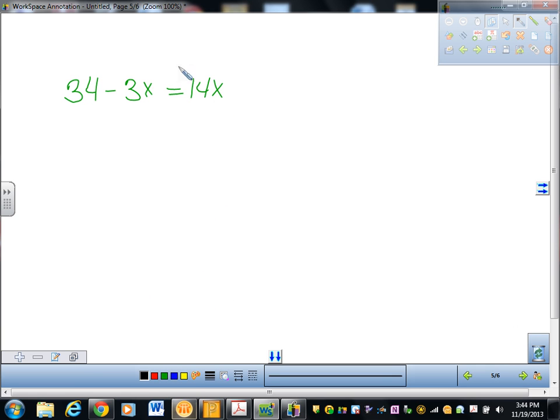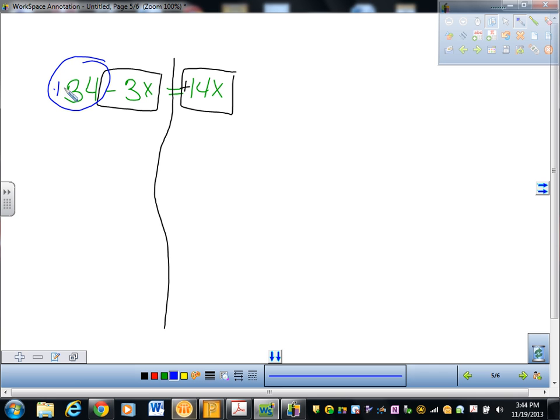I can go ahead and draw my railroad tracks, and I can box my variable, and box that variable, and that's going to be a positive. And I can circle my number, and that's a positive. And now I need to combine my boxes. Here, combine those boxes. So that's being subtracted right now, so I'm going to do the opposite, which is to add. I'm going to add 3x, add 3x, and that cancels out. And over here I've got 14x plus 3x, which gives me 17x. And over here I've got 34 still because I didn't do anything with him. Okay?